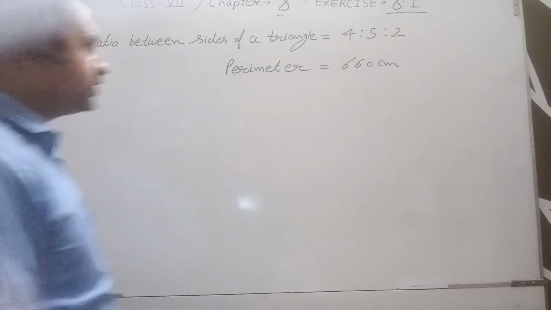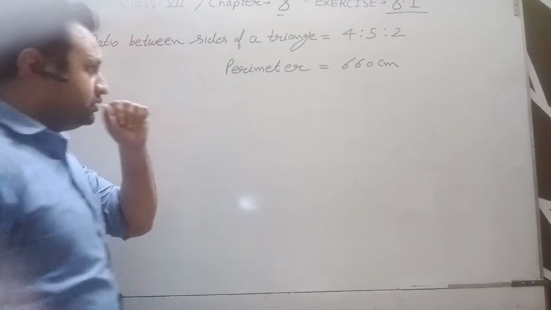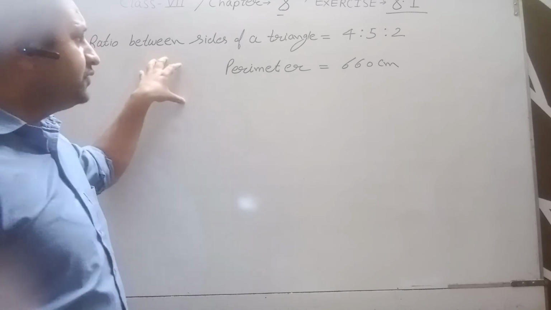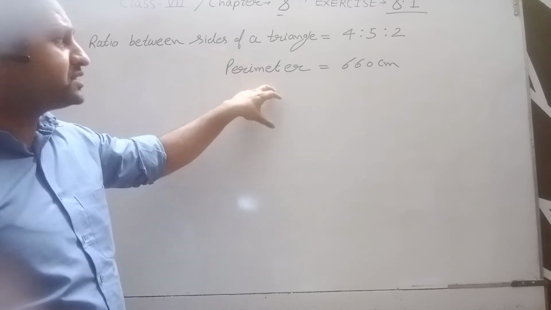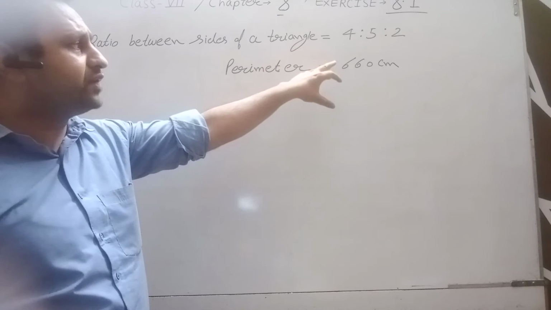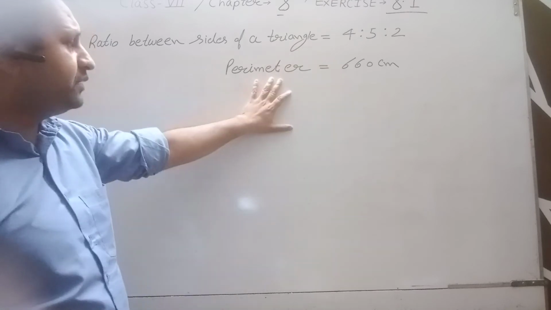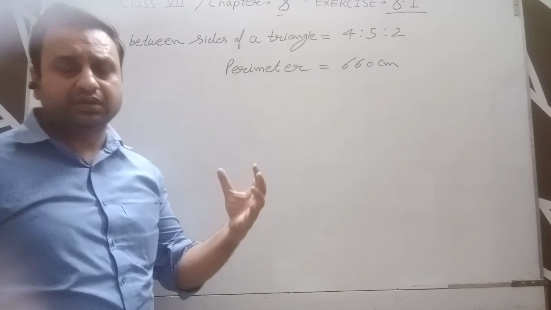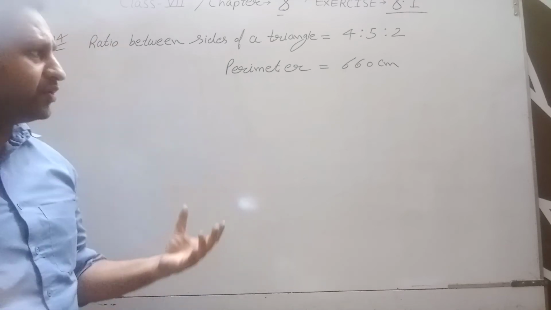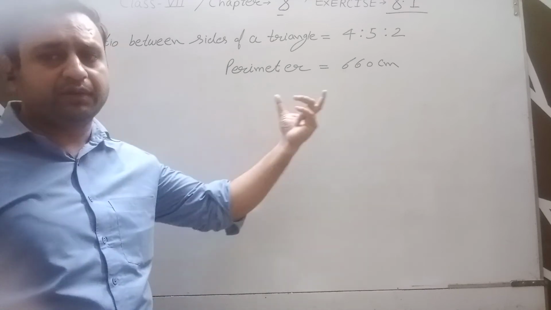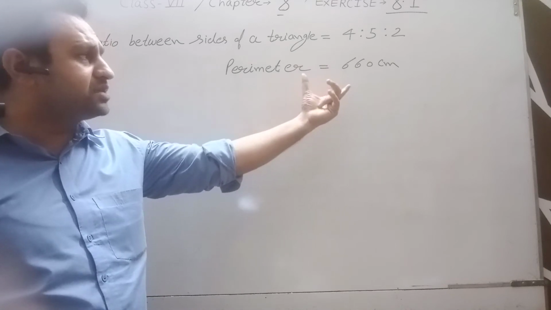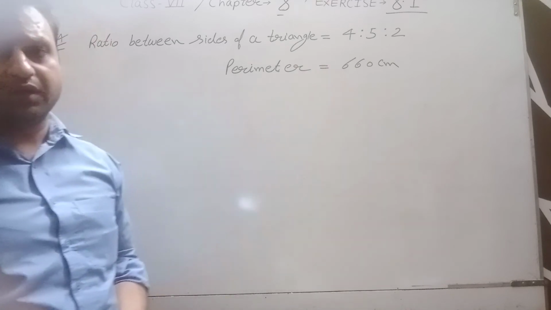Okay students, now discuss question number 14. In question number 14 it is also very simple. It is given that the ratio between sides of the triangle is 4:5:2 and the perimeter is 660 centimeter. What is the meaning of perimeter? Perimeter means length of the boundary, it means सारी साइडों का प्लस. तो उसकी तीनों साइडों का प्लस गिवन है 660 centimeter and we have to find out the value of each side.